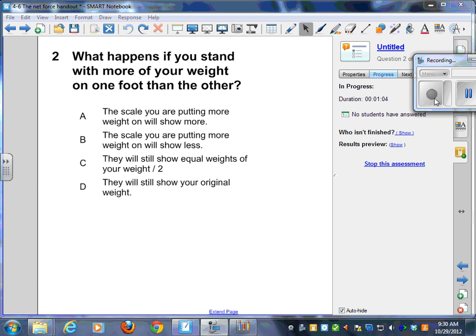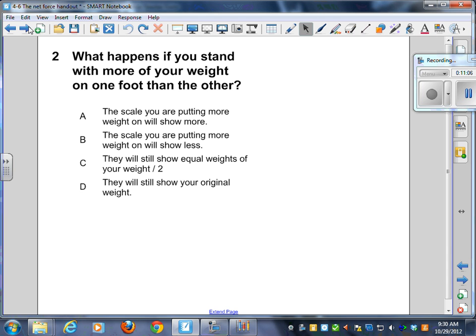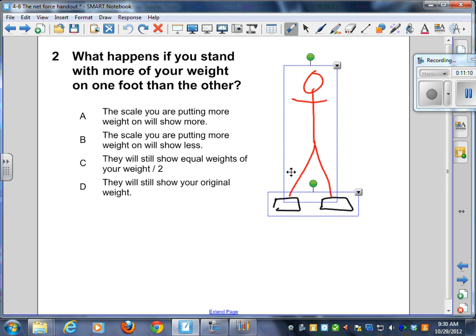But what happens if you stand with more of your weight on one foot than the other? What if I lean sort of downward on this one a little bit more? The scale you're putting more weight on will show more. The scale you're putting more weight on will show less. They will still show equal weights, half of your original weight.